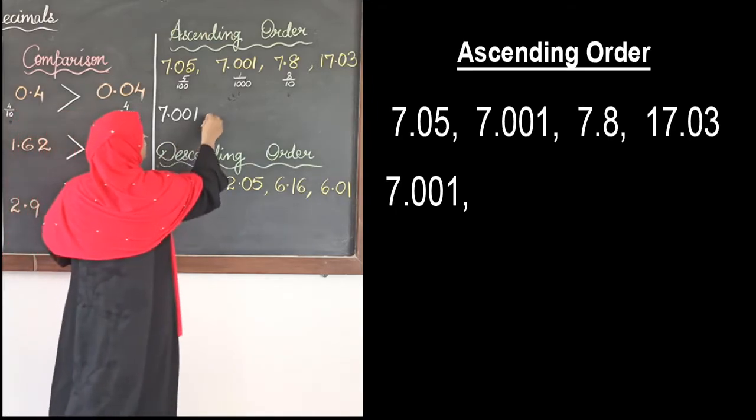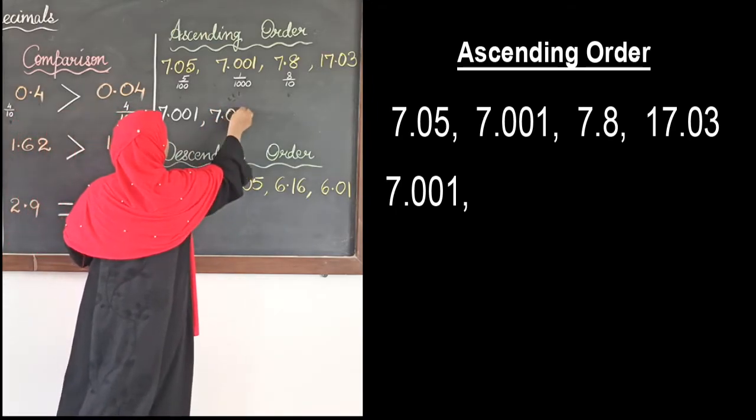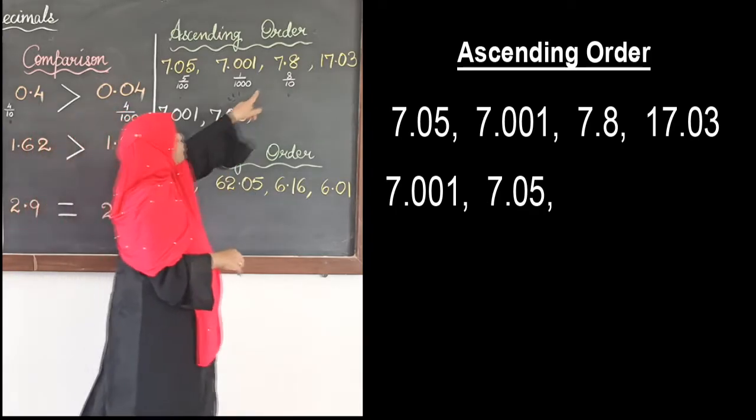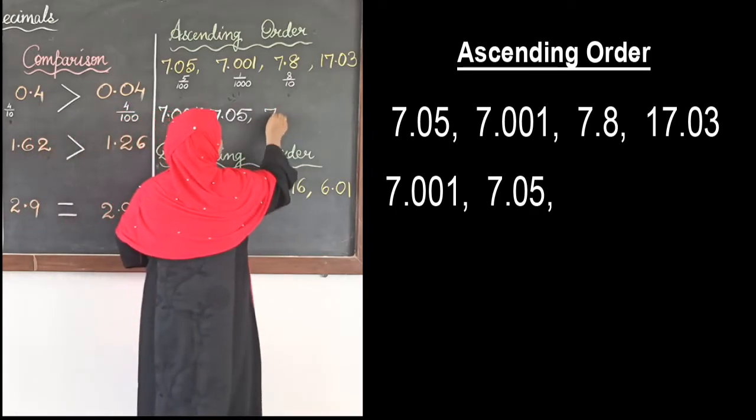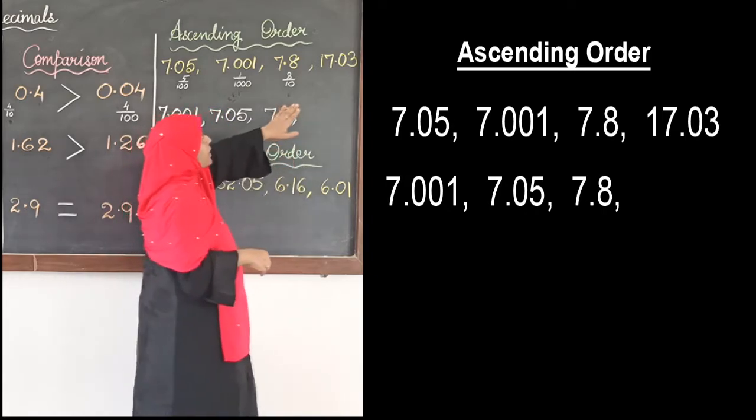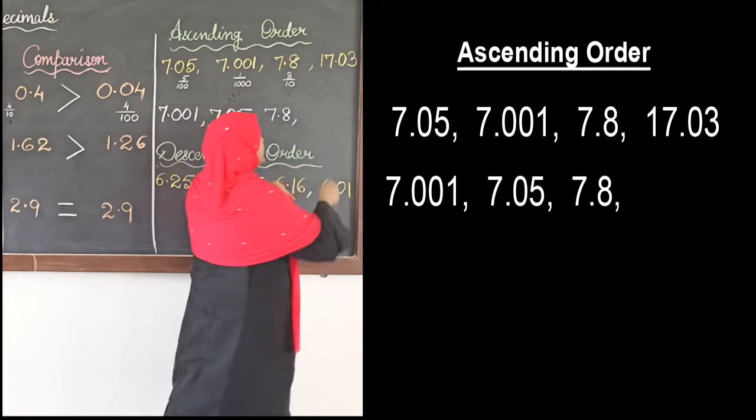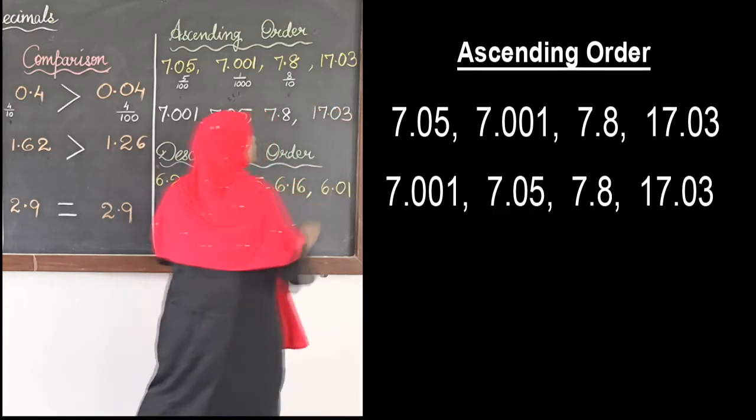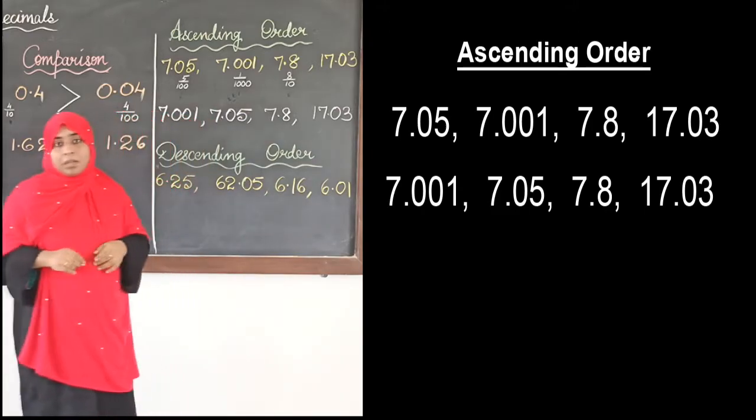So 7.05 is the next smallest number. Then we have to go for 7.8. And as we had decided and as we had compared and found that 17.03 is the greatest, we will write it at the end. This is how you have to do the comparison of the decimal numbers.